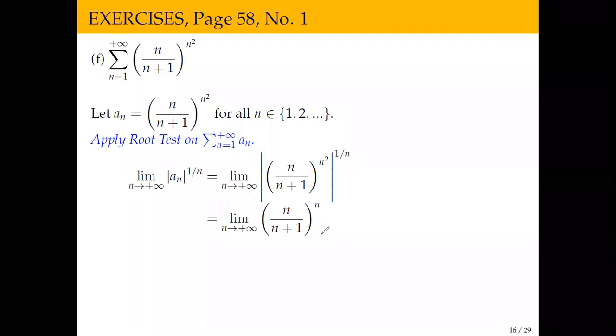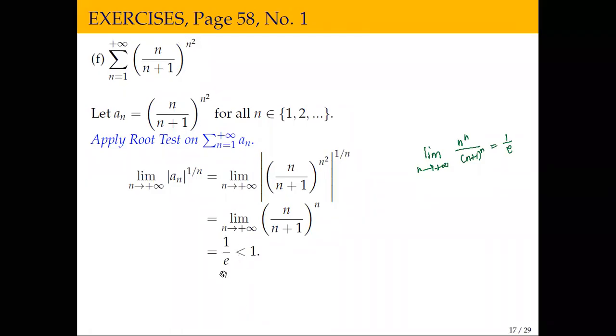As you may recall, in item letter E, we said that the limit of n over n plus 1 raised to n as n goes to positive infinity is 1 over e. I ask you to apply what you have learned in Math 21 in order to determine the value of this one. So this is just 1 over e.